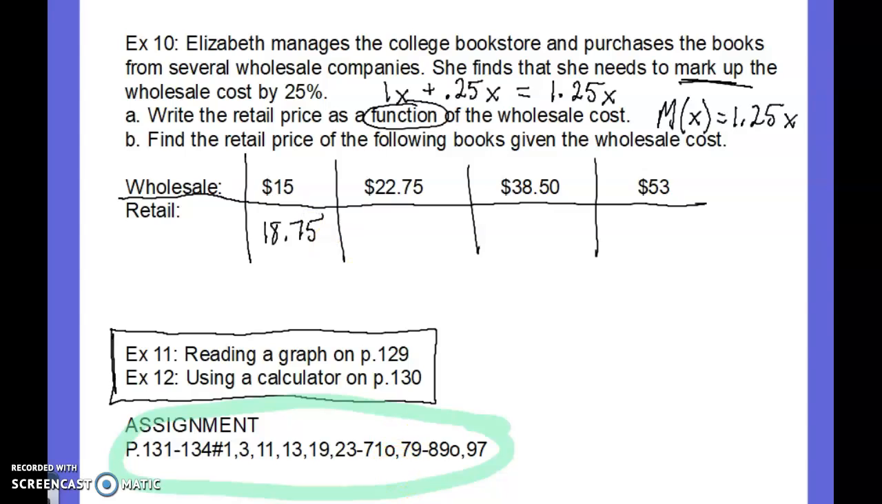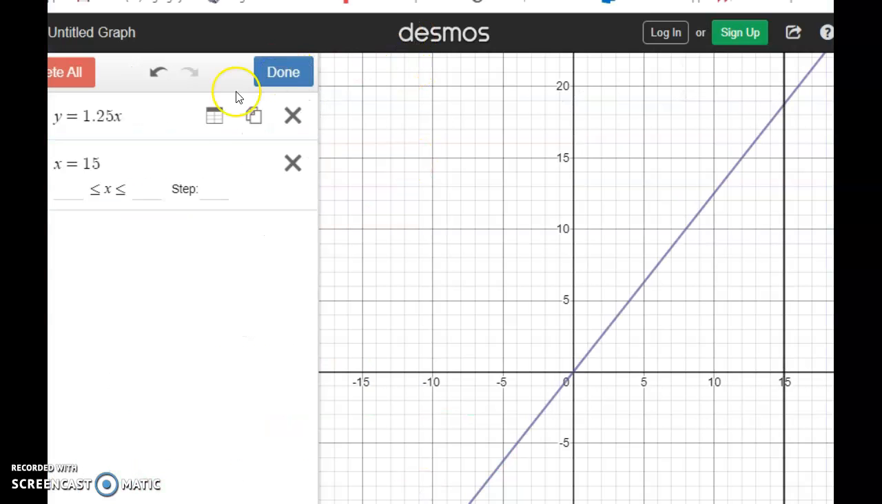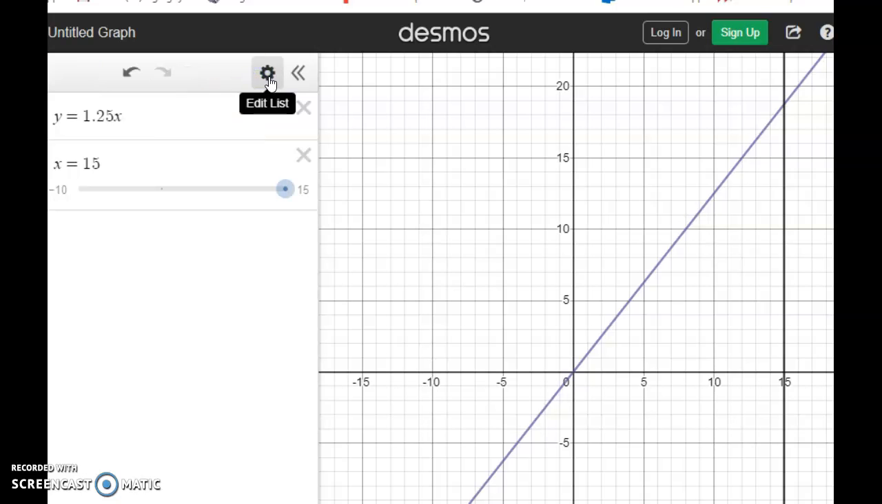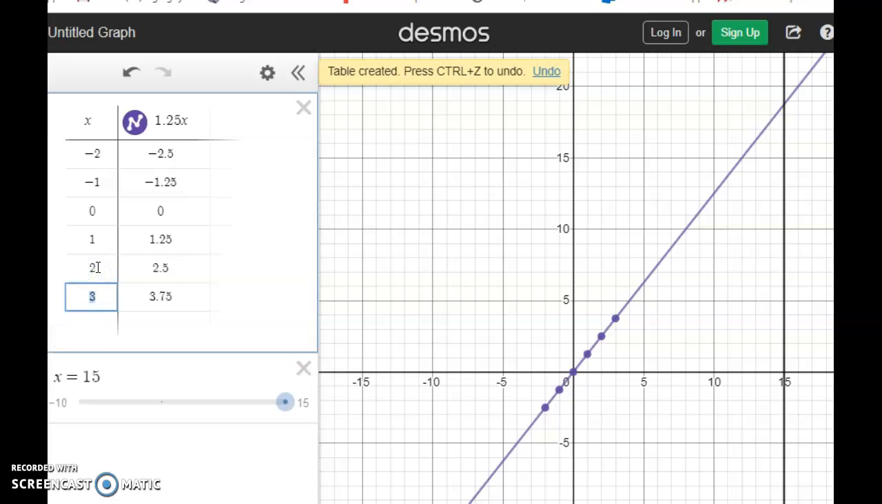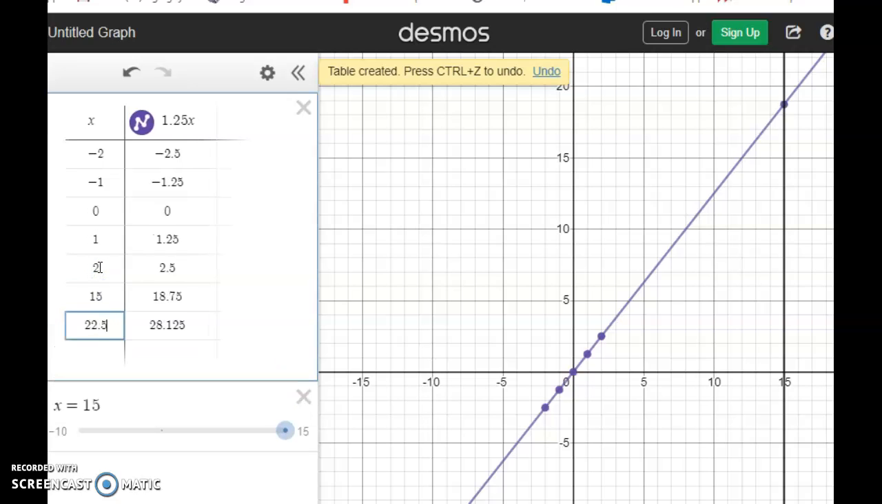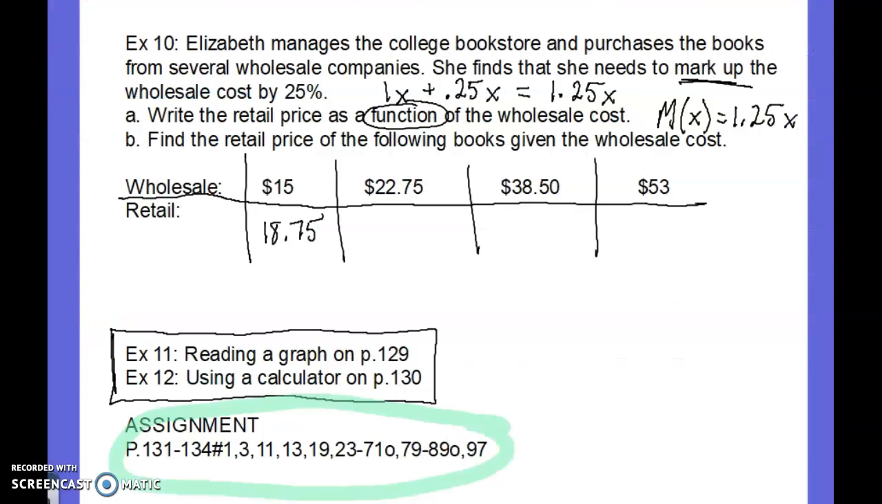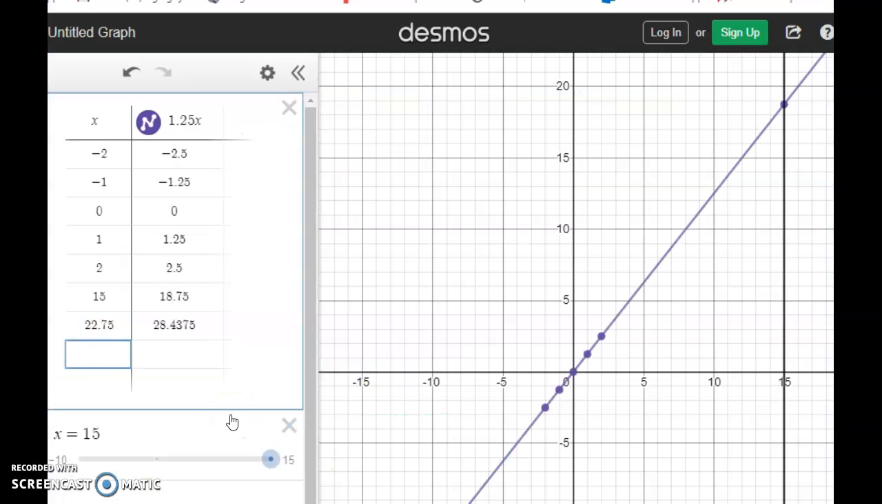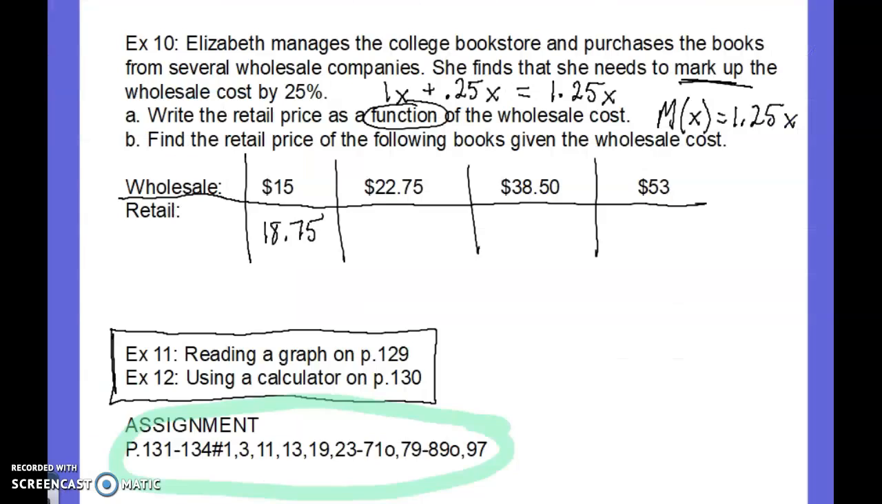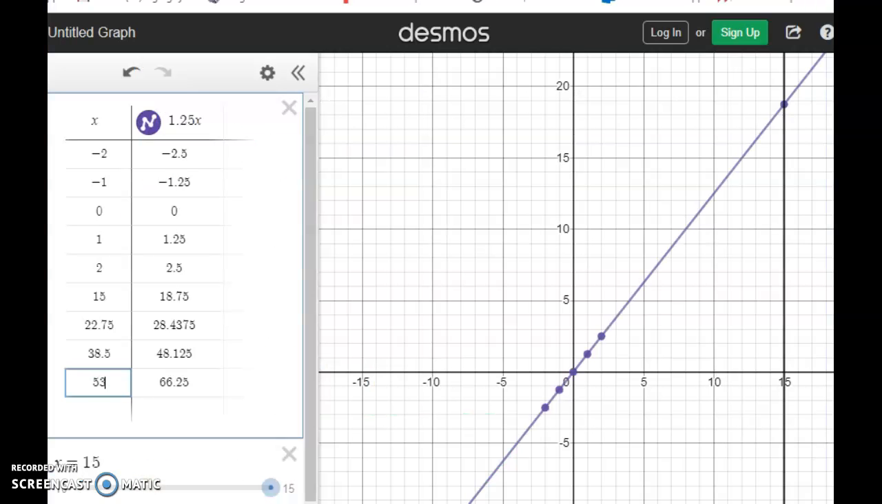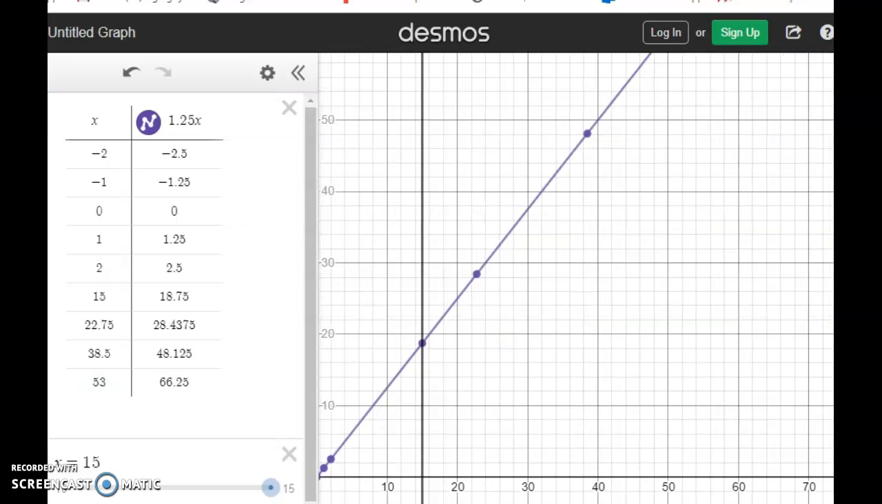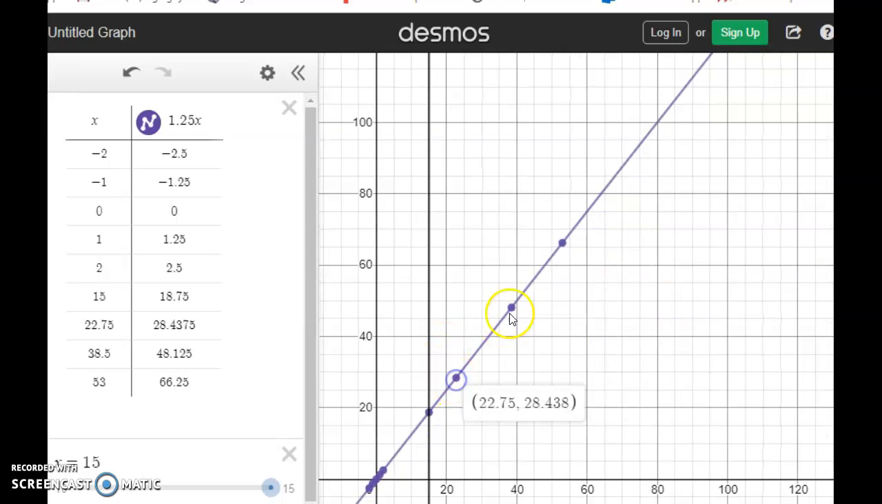Or what I could do, and what I'm going to do for the rest of them, is just pull up a table. Again, all I did is hit the wheel here, table, and then make up my own values, like 15. Was it 22.50? I already forgot what it was. No, it was 22.75. And then 38.50. And then $53. Now, I need to zoom out in order to see those ordered pairs. Let's see, this one, this one, this one. There we go. And then I would just say round to the nearest penny.